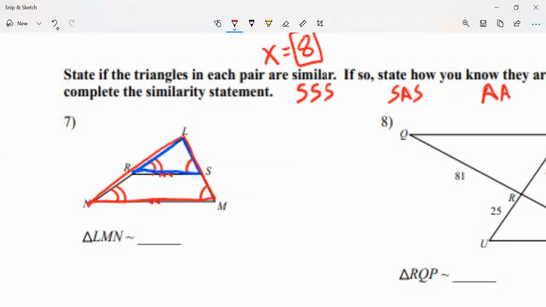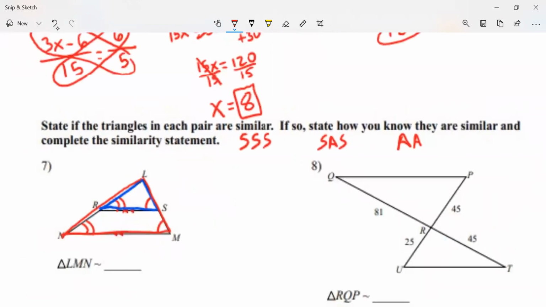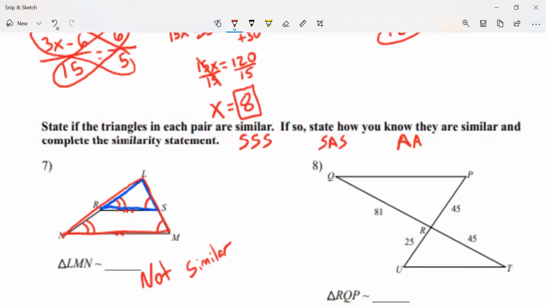Now, here it says, state if the triangles in each pair are similar. Okay, I'm saying they are, because I have a rule, right? Angle, angle. If they're not similar, I would just write not similar. So if they were not similar, I will just come in and type in not similar. If side, side, side, or angle don't work, type in not similar.